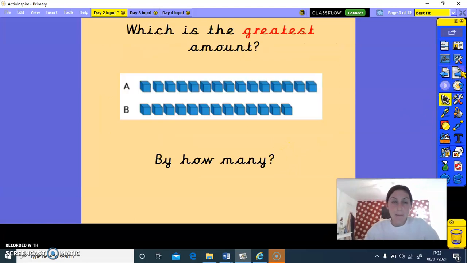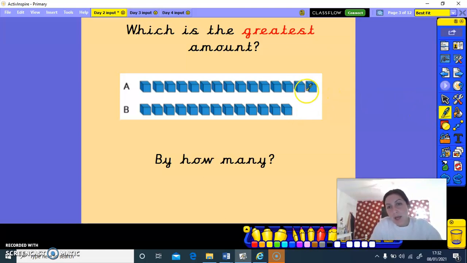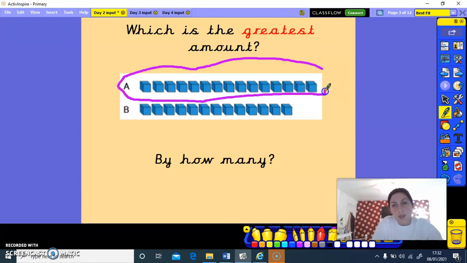So we're going to begin by comparing these two amounts. Which is the greatest amount? A or B? Which line has the greatest amount of blocks? Yes, it is A, and you can see that as it is a little bit longer, isn't it? So I'm going to circle A as that is the greatest amount. And then I need to work out by how many.